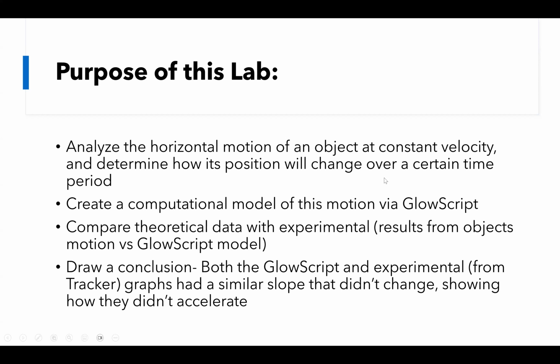So the purpose of this lab is to analyze the horizontal motion of an object at a constant velocity, in this case a baseball, and determine how its position will change over a certain time period. In this lab, we will create a computational model of this motion via GlowScript, as well as compare the theoretical data with our experimental.